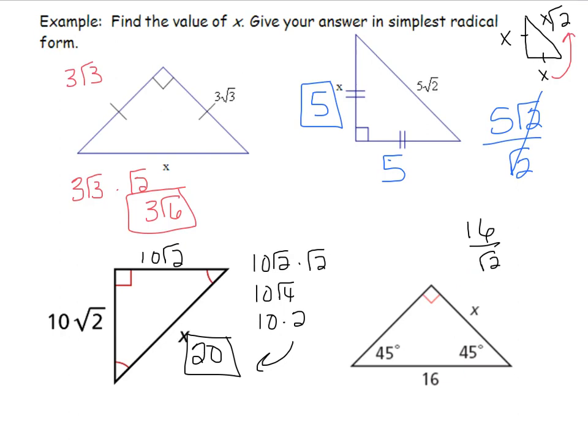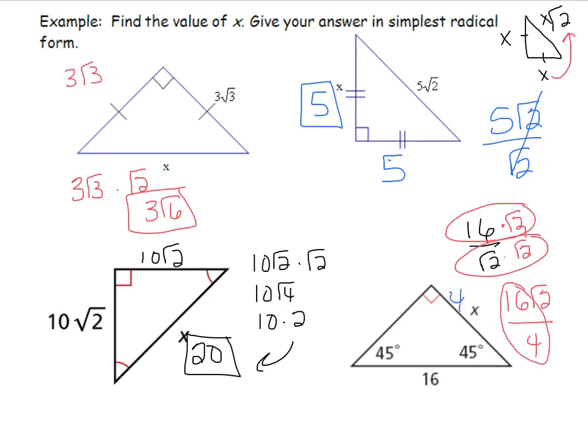But remember, you can't have a radical in your denominator. So to fix that, we're going to multiply by the square root of 2 on the top and the bottom. On the top we have 16 square roots of 2. On the bottom we have 4. And 16 divided by 4 will give me 4 square roots of 2.